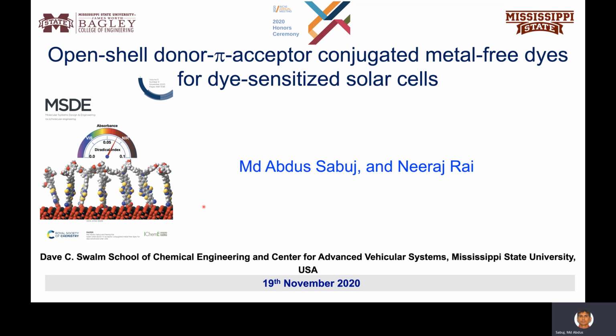Today, we will share our work on open shell donor-pi-acceptor conjugated metal-free dyes for dye-sensitized solar cells, where we have found that a small diradical character can significantly redshift the absorption maxima in the near infrared region.